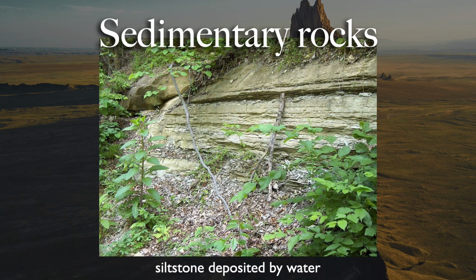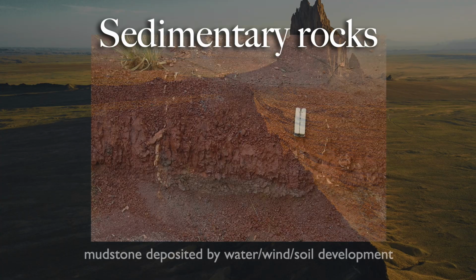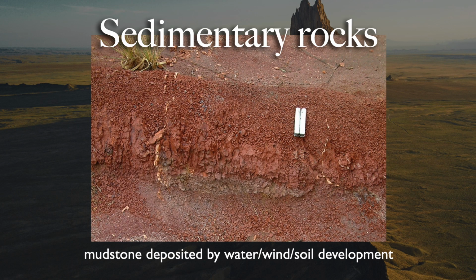Then we have siltstone, so we have even finer grains of sediments deposited. Here, the siltstone was deposited by water. And finally, we have mudstone. If you grind that sediment up even finer, the most fine you can, and then you get that wet, it will create a mud. So here's a mudstone that was deposited by multiple processes, such as water, sand, and soil over time that developed these mudstone layers. One thing that you can see here is that those layers are not as linear as the previous ones.